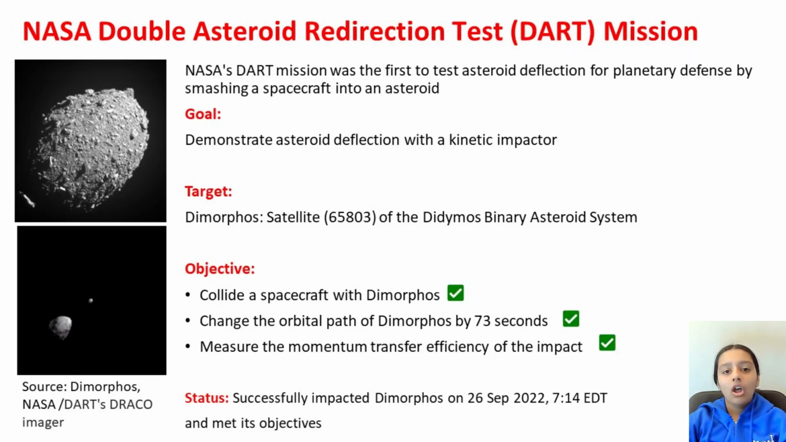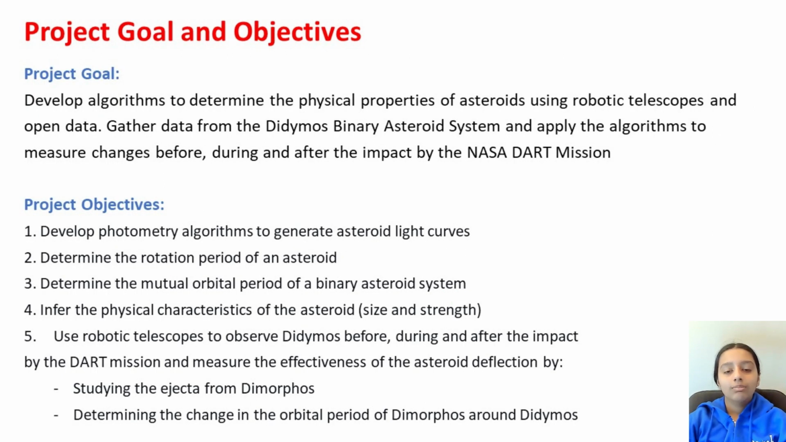A bit of background, on September 26, 2022, NASA's DART mission successfully impacted the Didymos binary asteroid system. Their goal was to change the orbital period of Dimorphos over Didymos, and it was successful. My project had two objectives. First, create an algorithm to determine physical properties of asteroids, and second, apply it to measure the impact of NASA's DART mission. My project had several mini objectives.